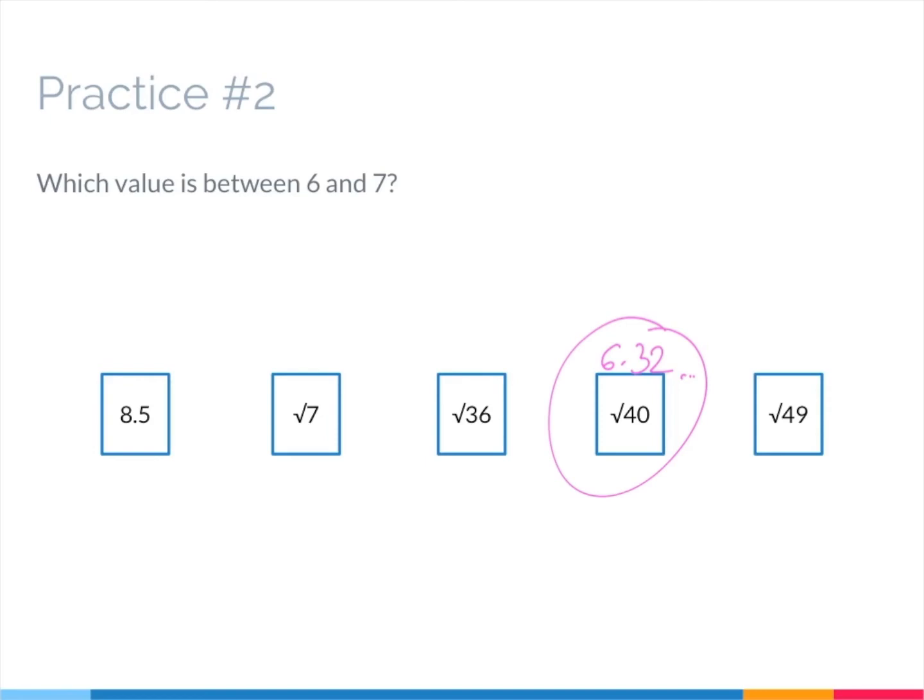You should have figured out that the square root of 40 is 6.32 on and on and on forever and ever, and that number falls between 6 and 7. The square root of 36 is 6, that's not between. The square root of 49 is 7, and that is not between. So the only correct answer is the square root of 40. Let's move on to the next one.